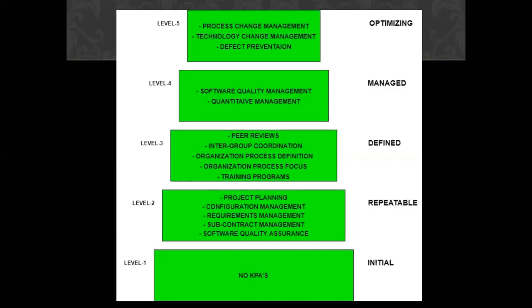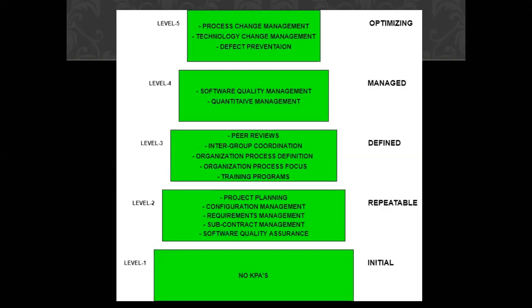Level 2, the repeatable level, focuses on establishing basic policies for project management. We have already discussed these things, but what I'm focusing on here are the key process areas. The first key process area is project planning. Project planning means defining the resources required, the objectives and constraints for the project, and presenting a detailed plan to be followed systematically for the completion of good quality software.